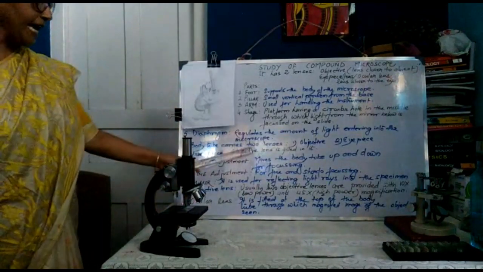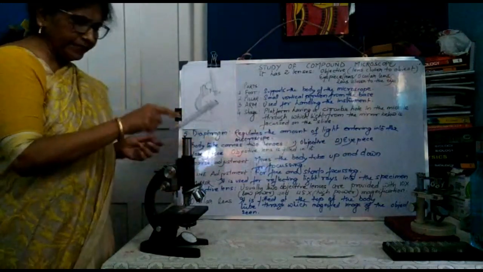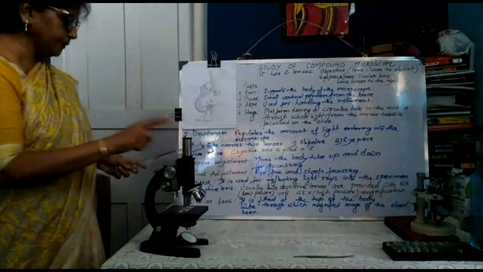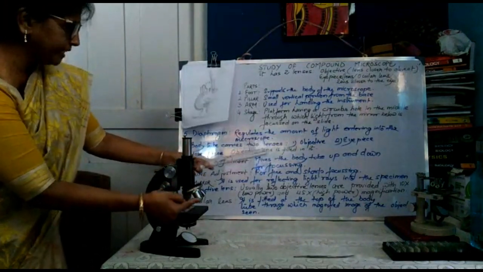Then the body tube carries two lenses. This is the body tube, with the objective lens and the eyepiece. This is the objective lens. This is the eyepiece. Then the nose piece is there. This is the nose piece, which holds the objective lens.